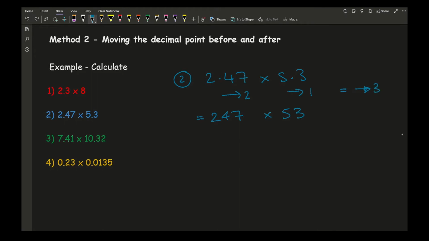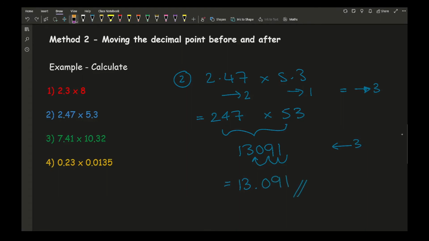Now, if I work out what this is, I get an answer of 13091. And then, from this number, I need to move the decimal point 3 places back. So I've got 1, 2, 3. So the answer then is going to be 13.091. And there is my final answer.